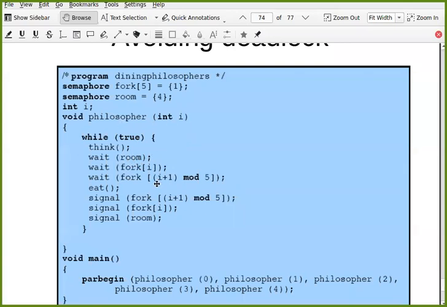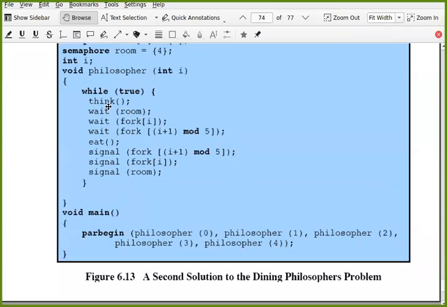So if any philosopher wants to eat, first it needs to go through this room. There is a semaphore, and there is room for only 4 philosophers, not 5. Not all 5 can enter or sit on the chair. Only 4 can sit. So this is a room for 4 only.